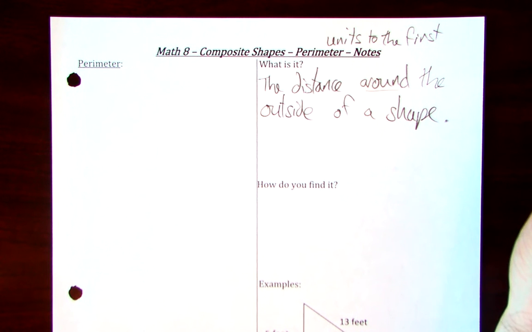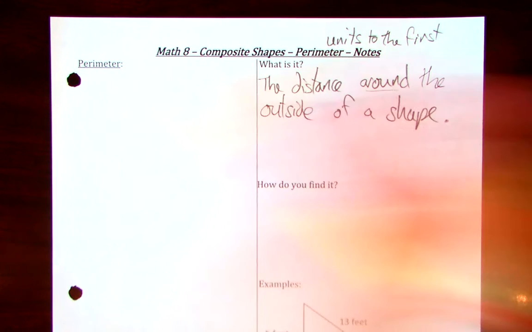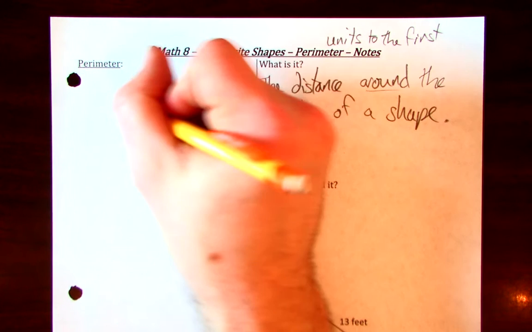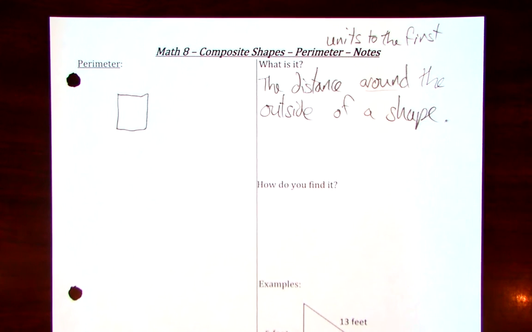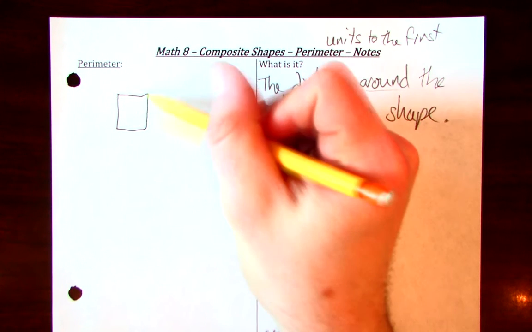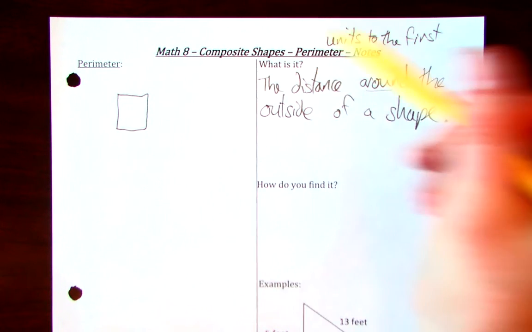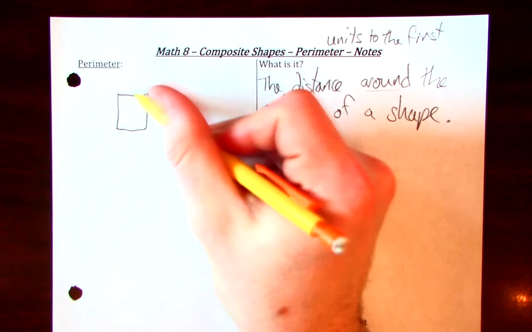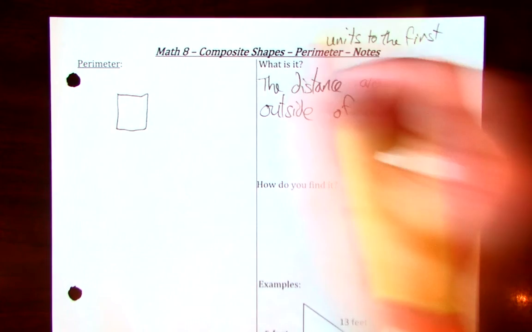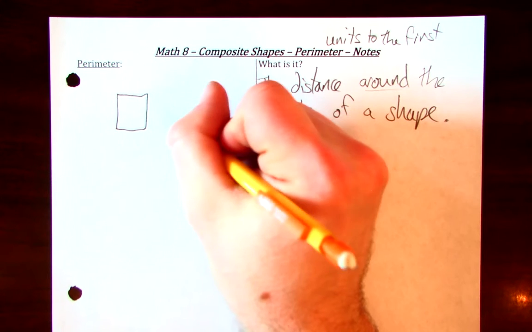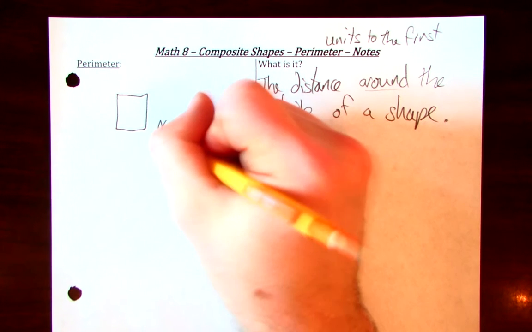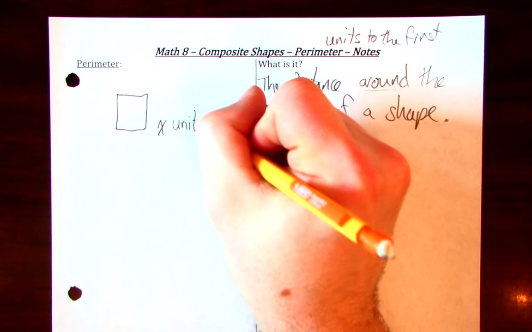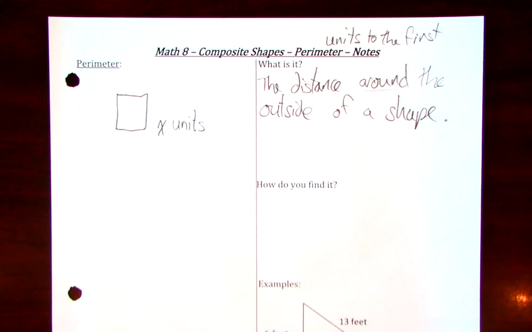Okay, so when you're thinking about whatever shape it may be, let's draw a nice perfect square, and you're thinking about just that line that I drew. You're saying, okay, what is that distance around that shape? Whatever that amount is, it would be, let's say, x units. And it wouldn't be to the second power or third power or anything like that. It would just be to the first power.